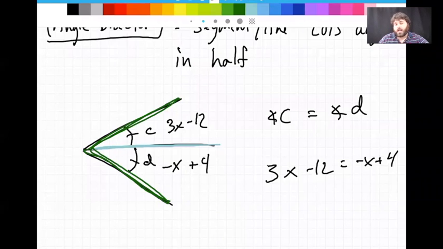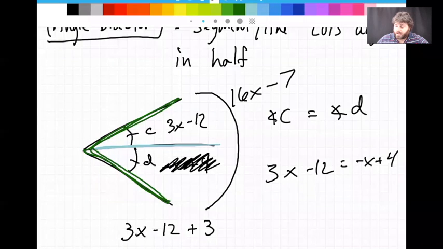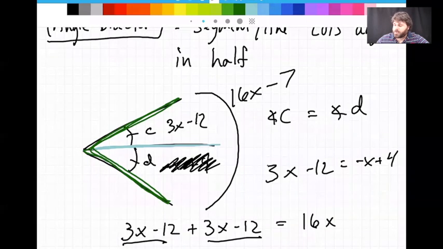Now, a kind of weirder example might be if they only gave you one angle, but then they told you that the total angle was 16x minus 7. What you would do is say the small angle, angle C, plus angle D, which we don't know, but we know it's the same as angle C. So you could say angle C plus angle D equals the total. That's the other kind of question they could ask you: if they only give you one part and they tell you the total, you're supposed to know that this plus this equals the total.